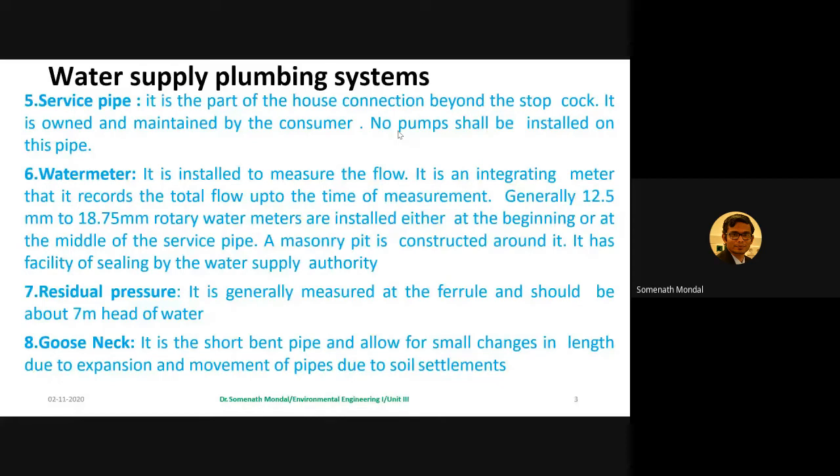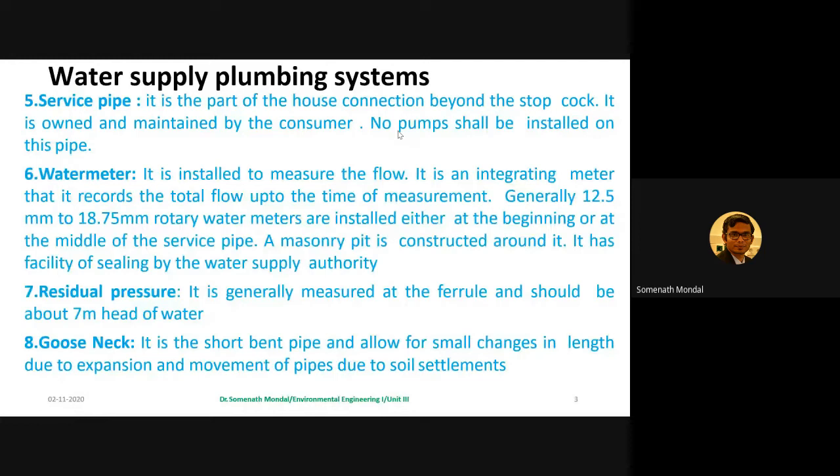Fine. Next is residual pressure. So it is generally measured at the ferrule and should be at about 7 meter head of the water, as far as the water supply is concerned in our country. And so residual pressure is basically monitored at the point of ferrule, or it is measured by ferrule. Now it is measured at the point where ferrule is actually attached, or ferrule is connected with the water main.